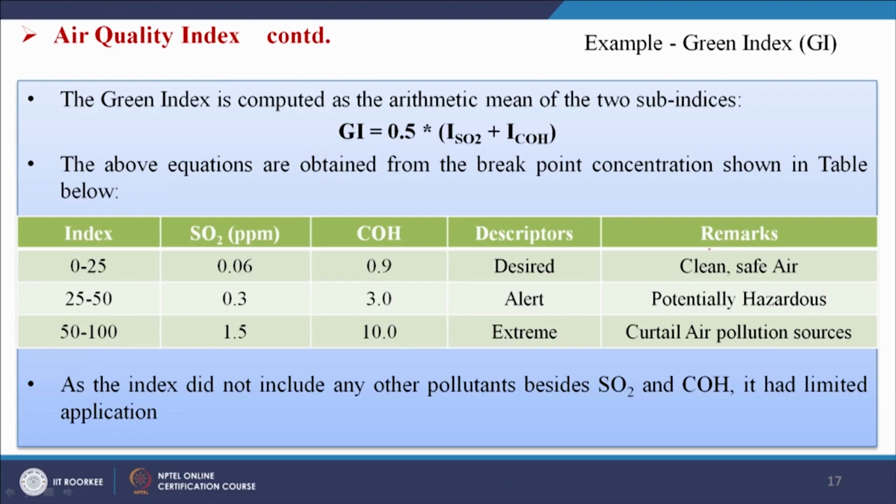So, the remarks: desired means clean, safe air; alert means potentially hazardous; and extreme means curtail air pollution sources, that is needed for the preventive measures. As the index did not include any other pollutants besides SO2 and COH, it had limited application.